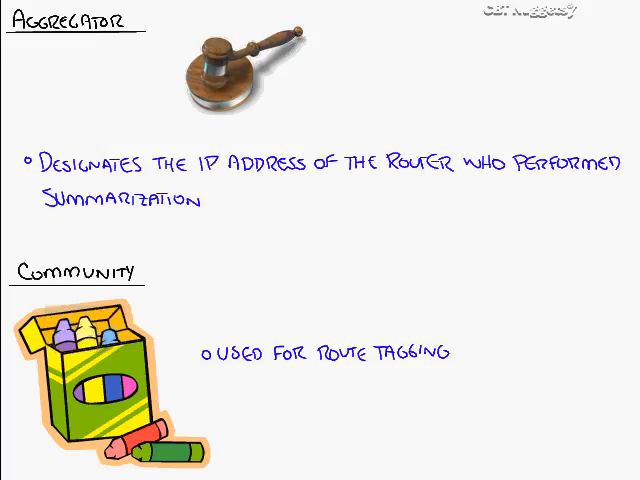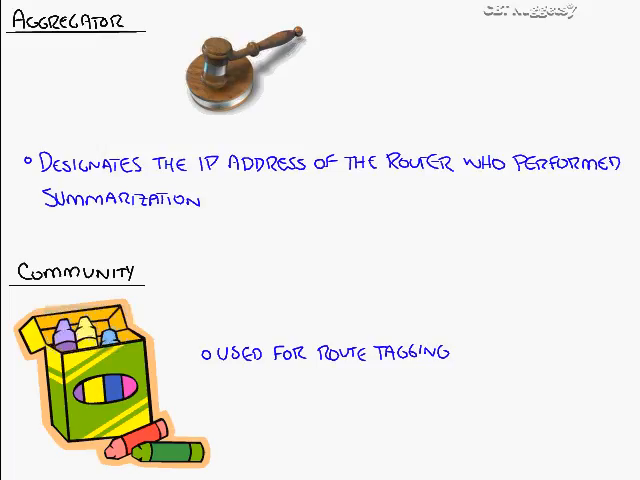Atomic aggregate just tags a route and says this route is summarized. The aggregator attribute tells you who summarized that route. What IP address or what router summarized that route and performed summarization on the aggregated route. It's just that simple field is all that attribute is there for.